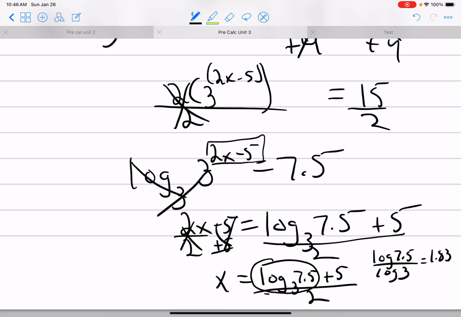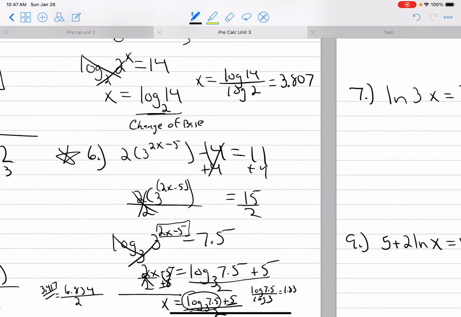1.83-ish. So I'm going to take that plus the 5, and I end up with 6.834. And I'm going to take that, and I still have it divided by 2. And I end up with about 3.417. I apologize, I didn't have a lot of space, but that should be your final answer. Something really close to that for x, depending on how you rounded things. All right, let's keep it going.